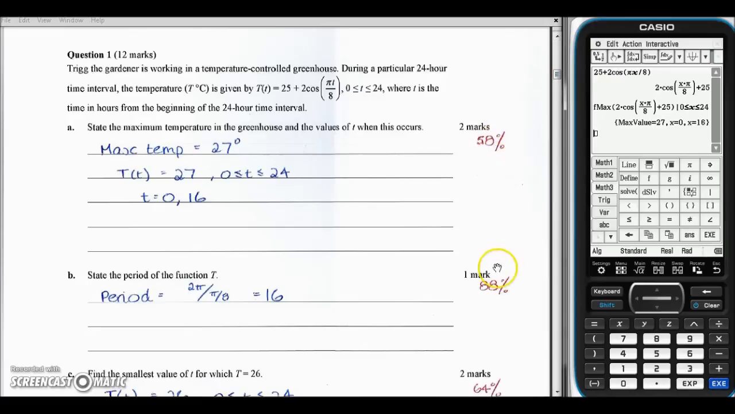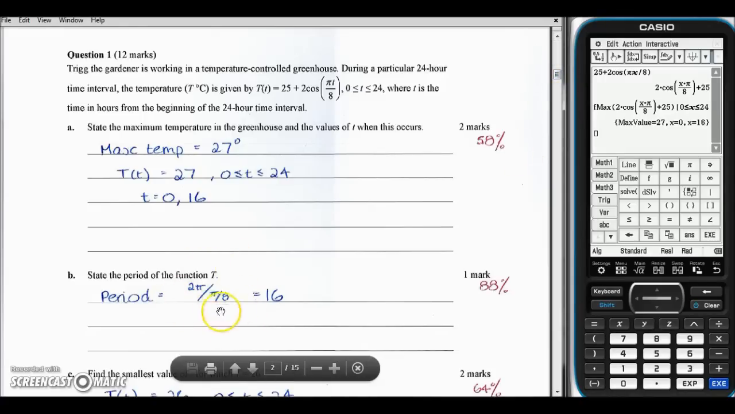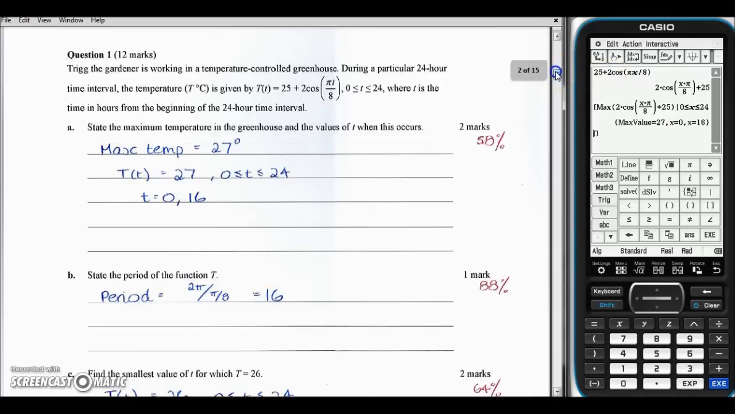The percentages here will be the percentage of people that got full marks on each question, and make sure you check out the examiner's report for some more tips. Alright, moving on. The period of the function, 2 pi on pi on 8, is 16. I'm not going to explain that any further.